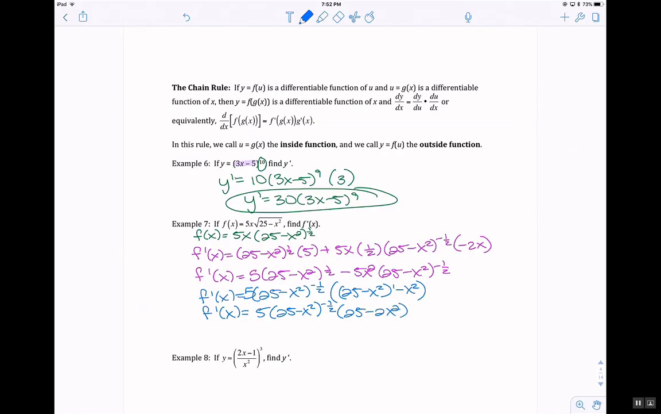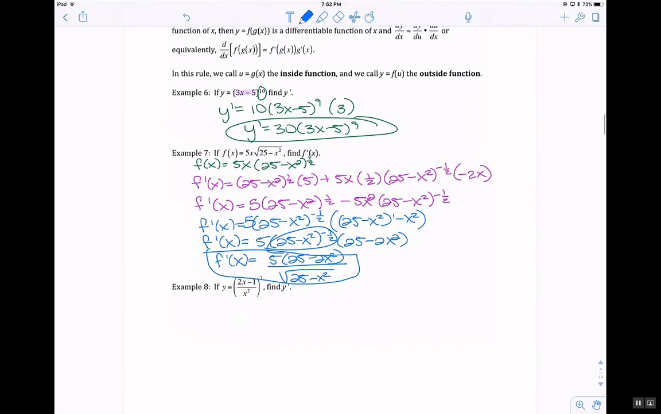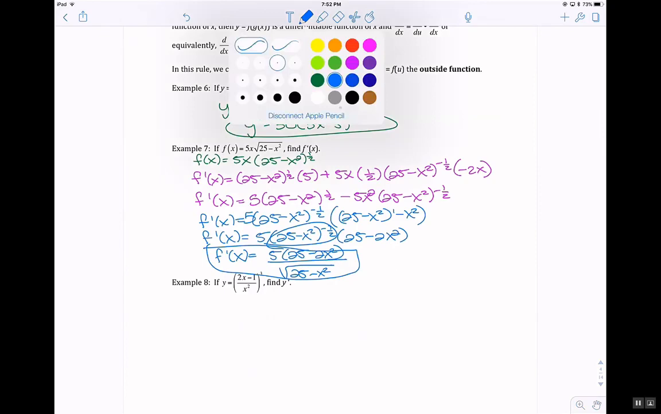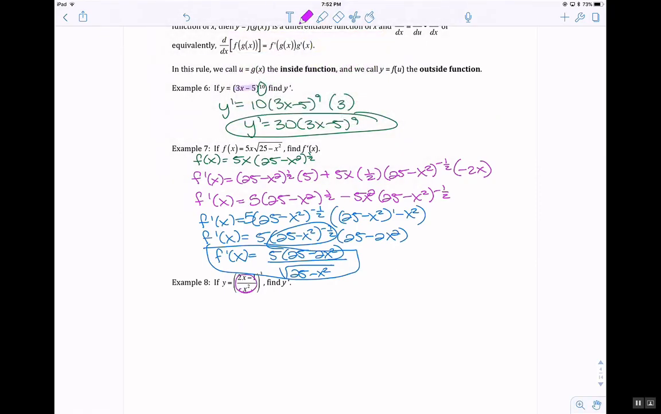So f prime of x is equal to 5, 25 minus 2x squared. And then this to the negative 1/2 power goes to the denominator. So 25 minus x squared. And that's my answer. My next one, my inside function is my quotient, and my outside function is my third power.